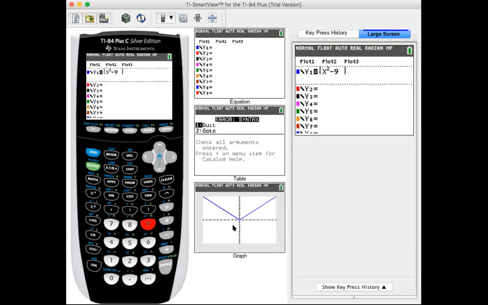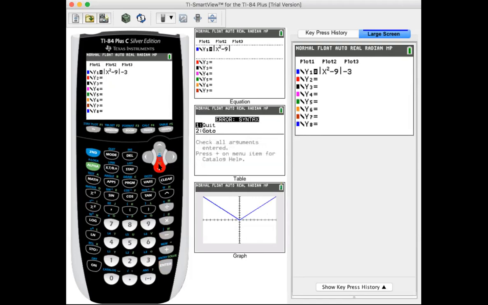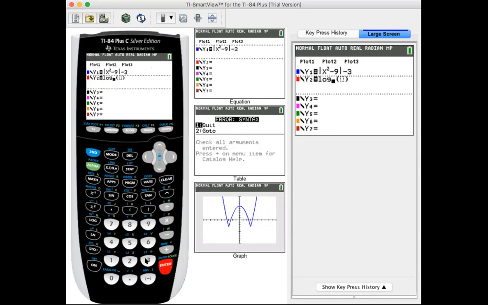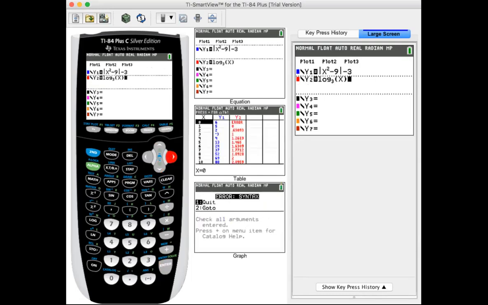I like this calculator. It's cool. It shows you right away what's happening. Minus 3. And we want to know where that equals log base 3 of x. Again, I believe you go to math. Log base 3. Put the x there. Okay, and let's go to our graph.